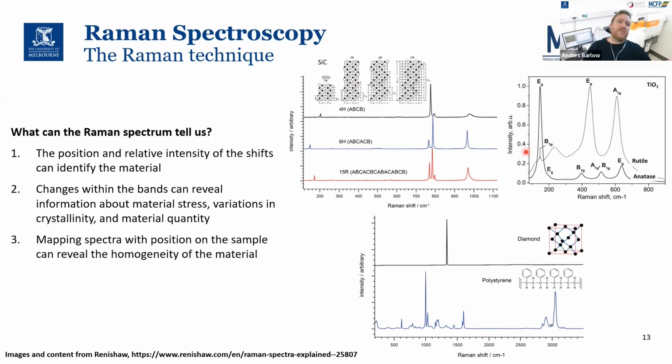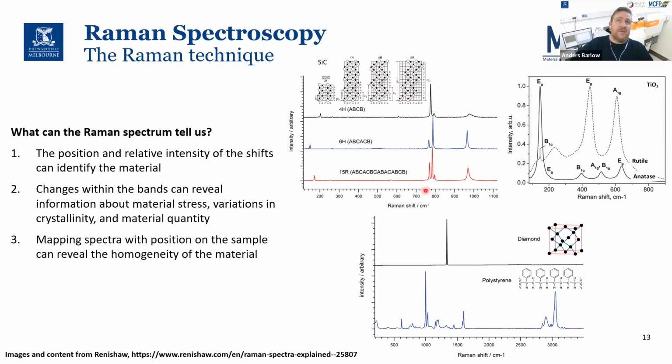A few examples here from the spectroscopy side of things really highlights the power of the technique to identify different phases of materials that are chemically very, very similar. So the top two, for example, we have silicon carbide and titanium dioxide, chemically very, very similar to the point of being identical. However, the different crystal structures that these can be arranged in will give different Raman spectra.